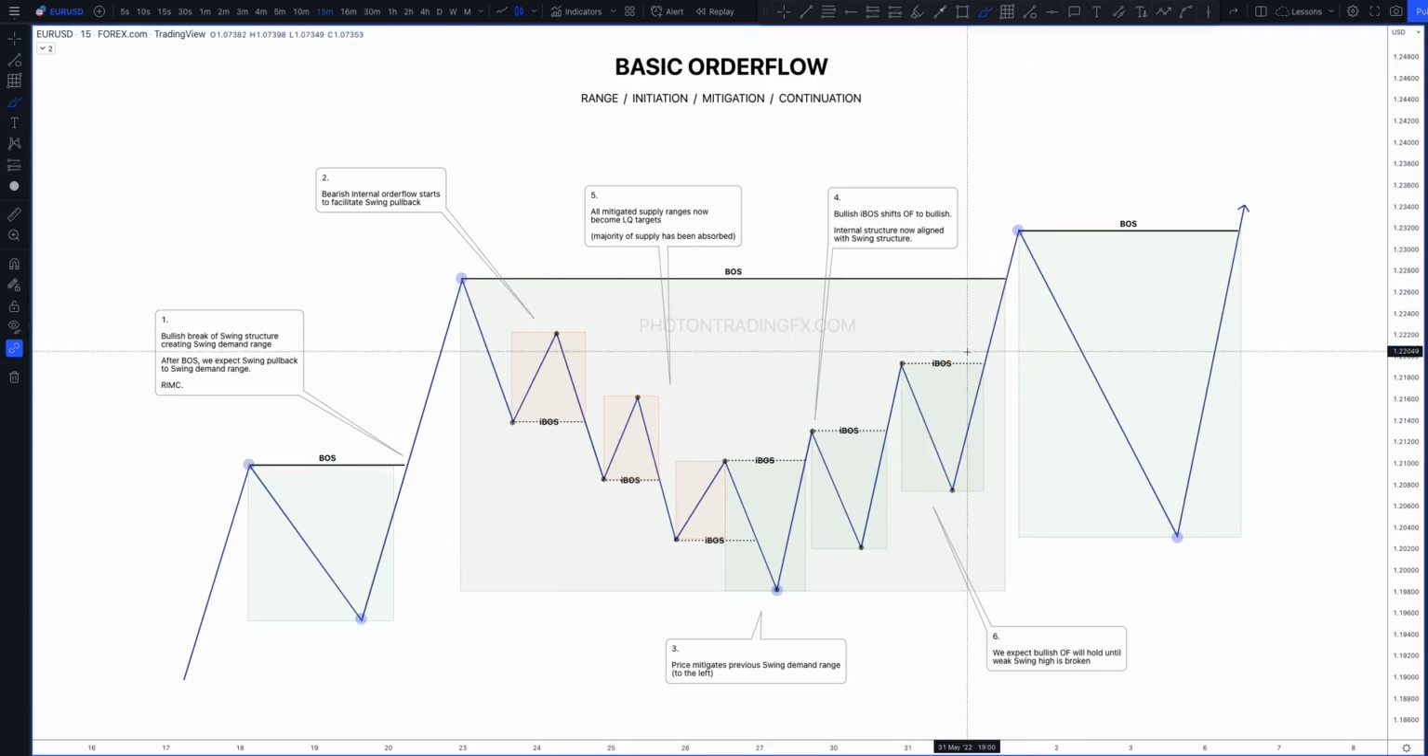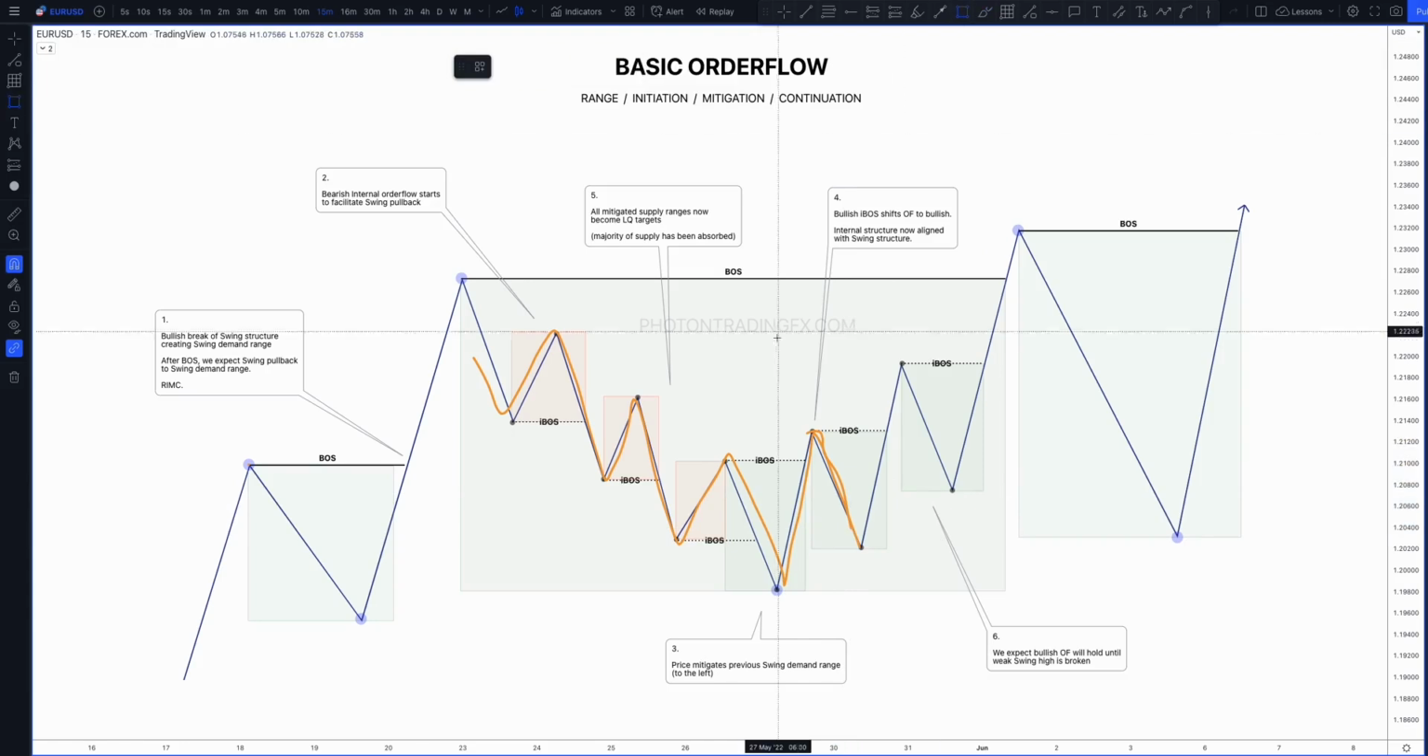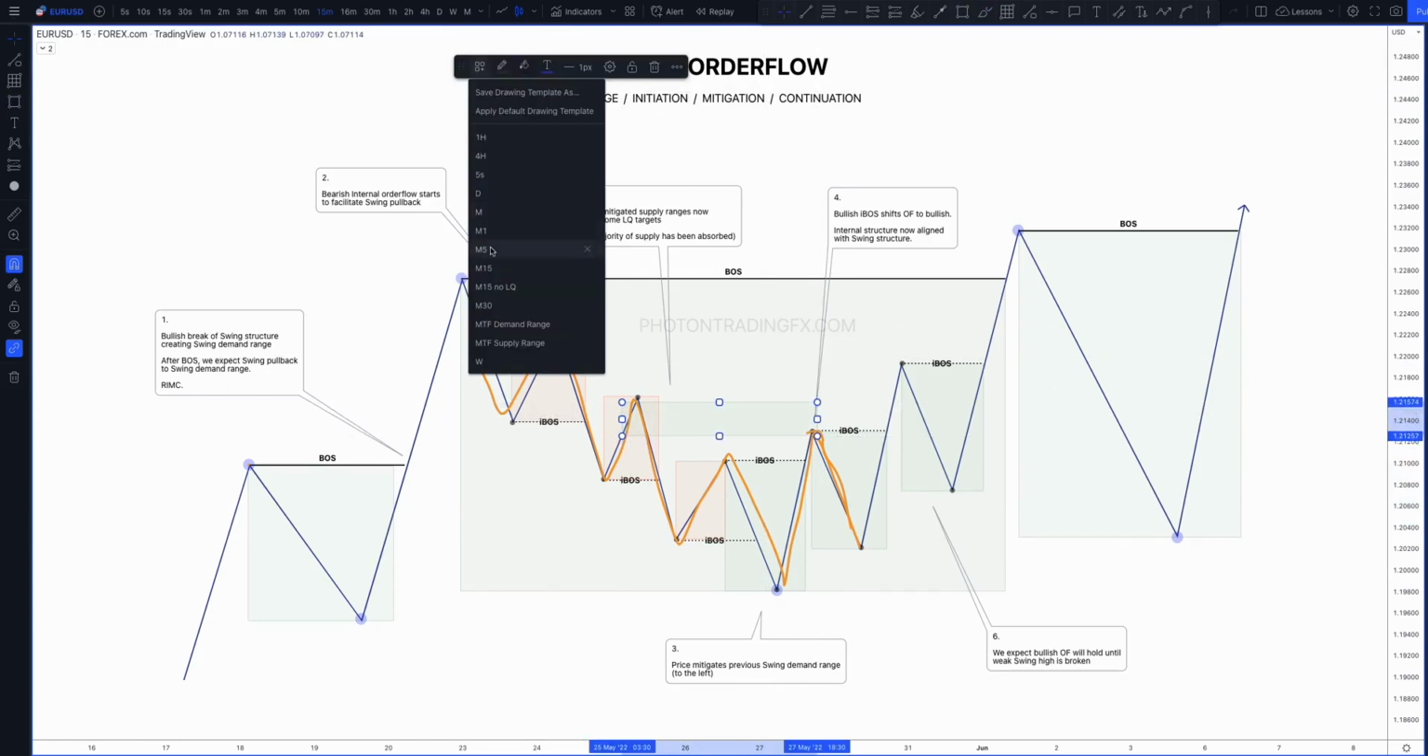So the way you want to view that essentially is, because all of these ranges have been mitigated, price comes down, mitigates the prior range. Price comes down, it mitigates the prior range. Price comes down, and then we get the bullish shift in order flow, then we mitigate the demand range, right? So for price to pull back and mitigate this demand range, not always, but it's very likely it's going to have mitigated some supply within here.